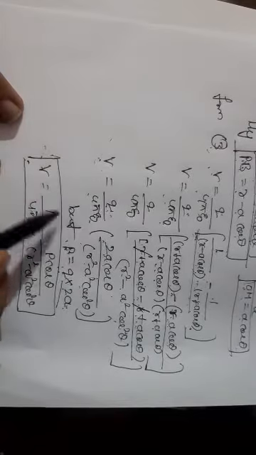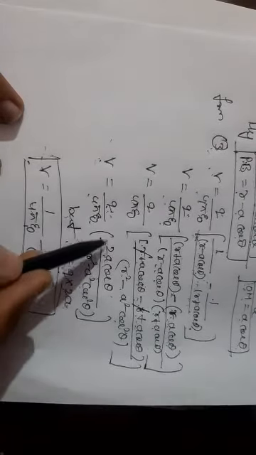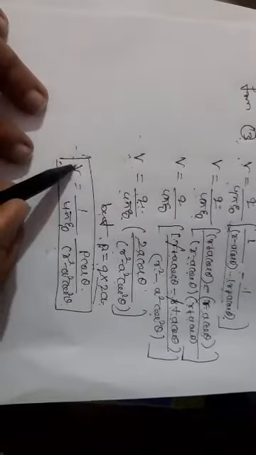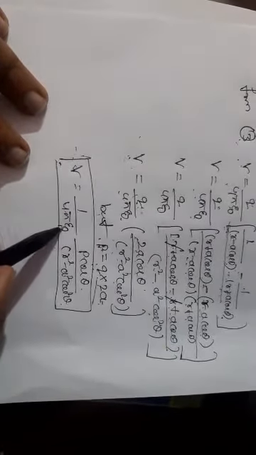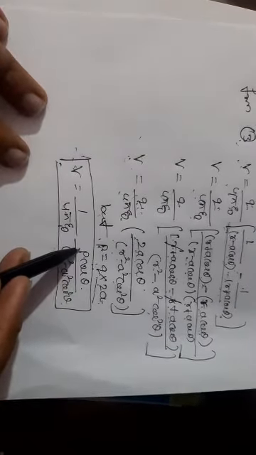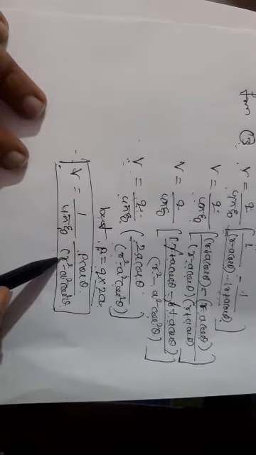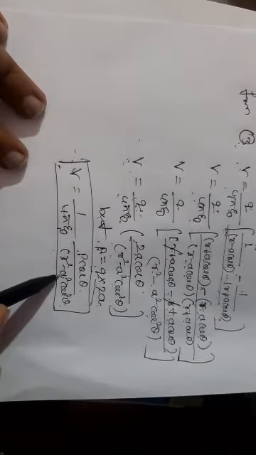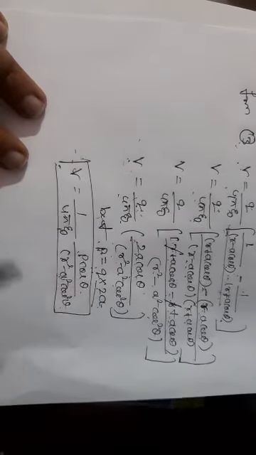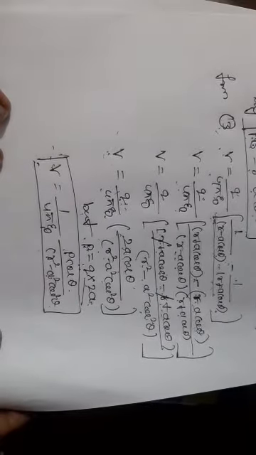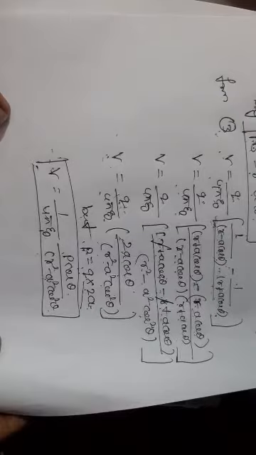Therefore, V is equal to 1 by 4 pi epsilon naught, 2aq means p, cos theta divided by r square minus a square cos square theta. Where V is the electric potential, epsilon is the permittivity of free space, p is the dipole moment, theta is the angle, r is the distance between P and O, and a is the distance from the midpoint of the dipole to the positive and negative charges. This is the expression for electric potential due to an electric dipole system.